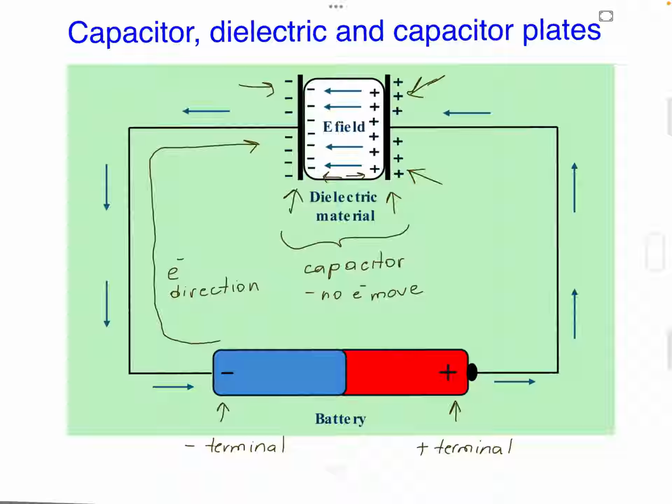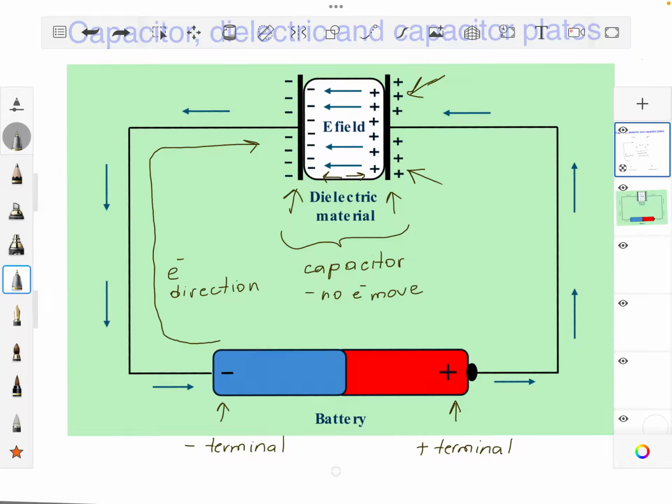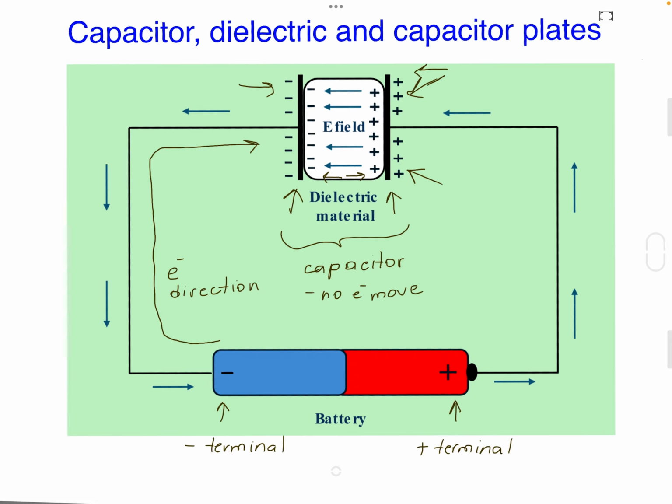So the charges keep coming and keep piling up, negative from here and positive from here. They keep piling those charges across the plates, and due to those rearrangements the overall field is reduced, so more and more charges can be stored.